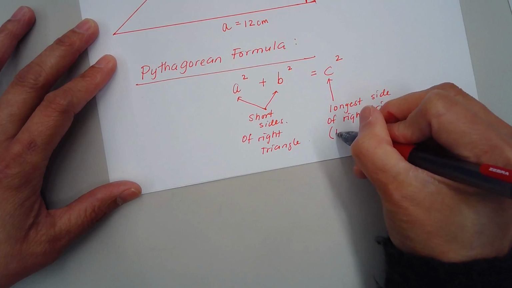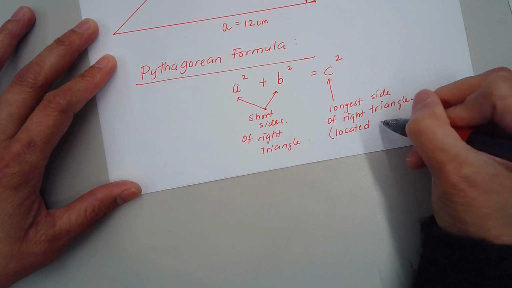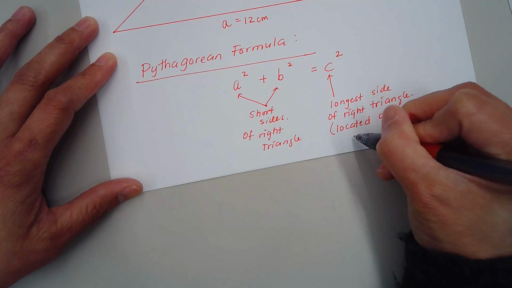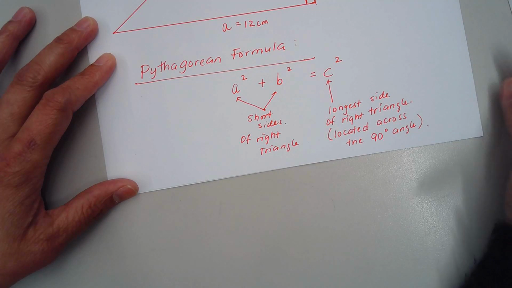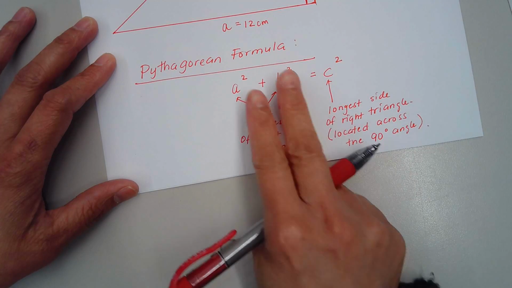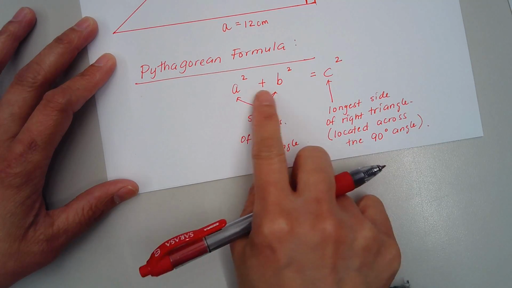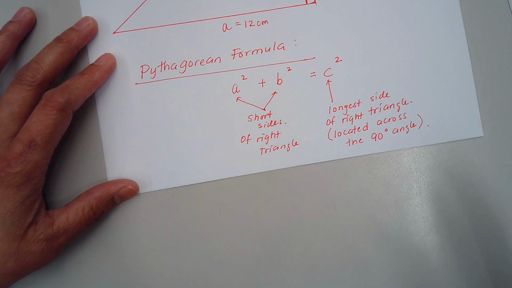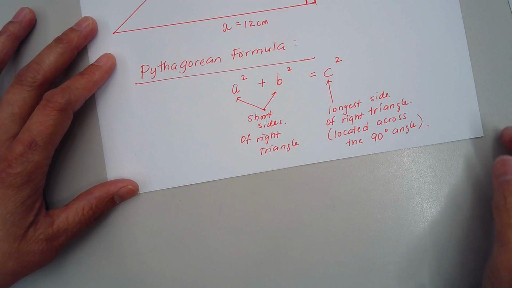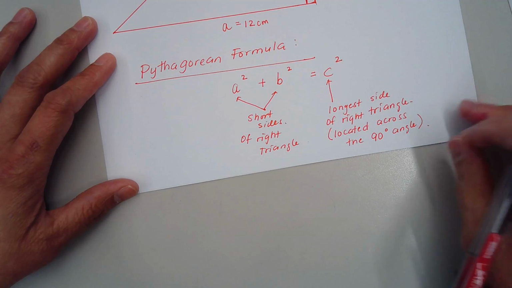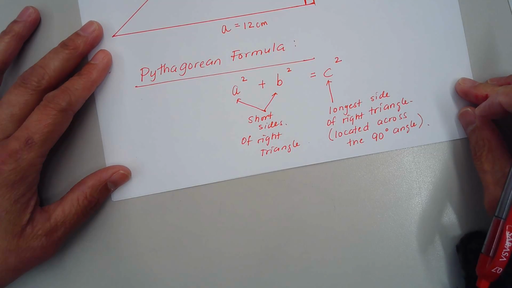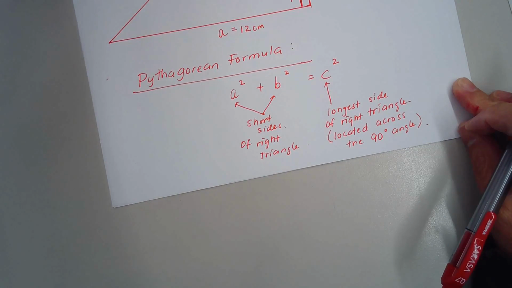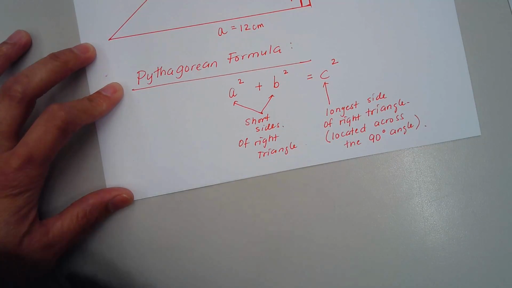Okay. So far so good? Okay, so now I haven't quite introduced a specific name for this part. There's a special name for the longest side in a right triangle. The longest side has a special name. So this is called the, yes, hypotenuse.